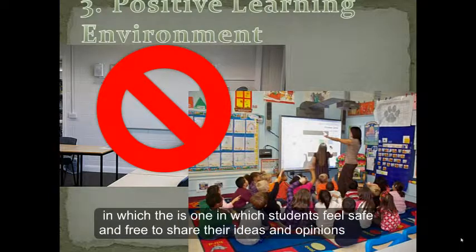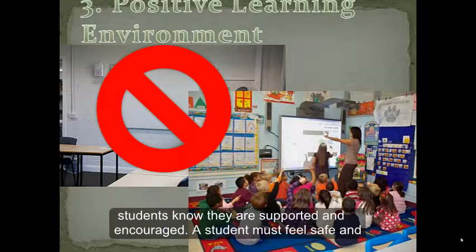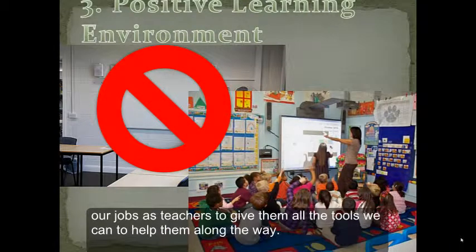A positive psychological classroom is one in which the student feels safe and free to share their ideas and opinions while they learn. This can be achieved by a no-tolerance bullying policy and making sure students know that they are supported and encouraged. A student must feel safe and capable if we expect them to perform. All students have the ability to be successful. It is our job as teachers to give them the tools we can to help them along the way.